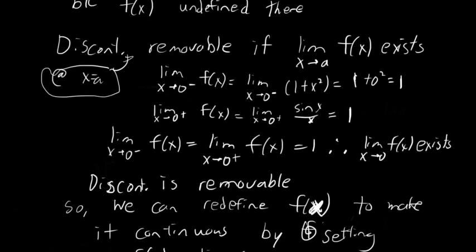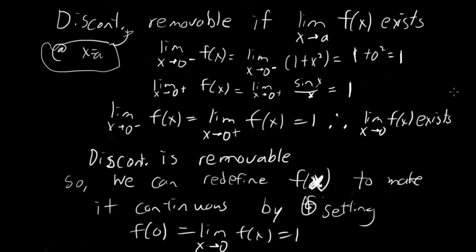But anyway, we've already answered the question, which was to find the points of discontinuity and state which ones are removable. Well, we only have one point of discontinuity, that's at x equals 0, and it is a removable discontinuity.